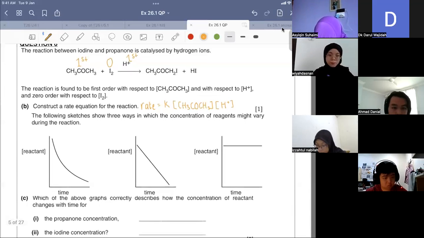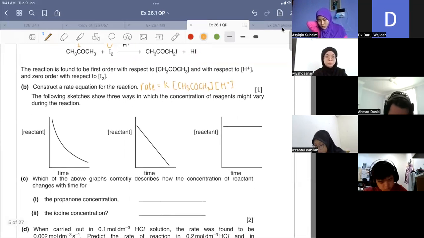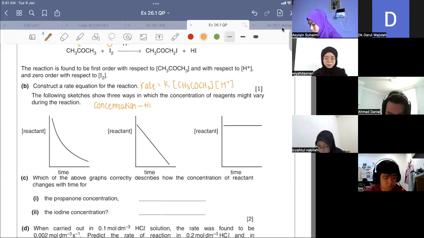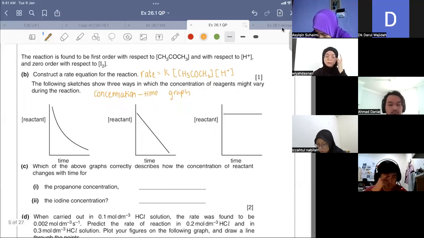The following sketches show 3 ways in which the concentration varies during the reaction. So you are looking at a concentration time graph. Okay, so you have to be careful because there is another type of graph, which is the rate concentration graph. Which of the above graphs correctly describe how the concentration changes with time of the propanone?